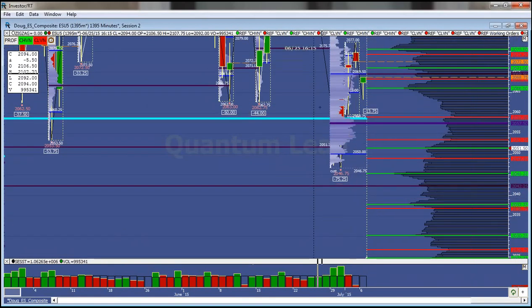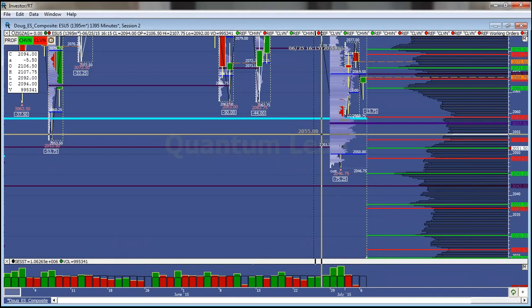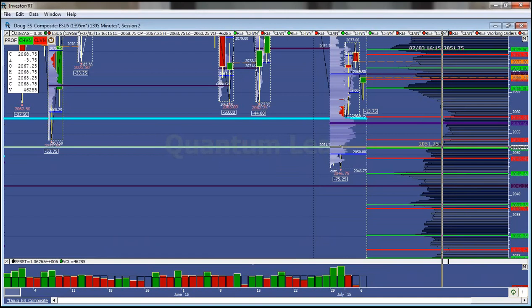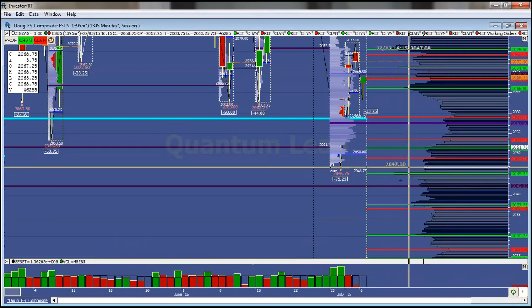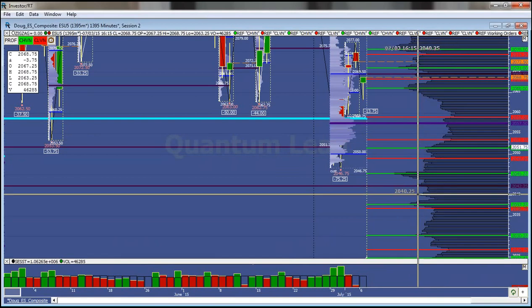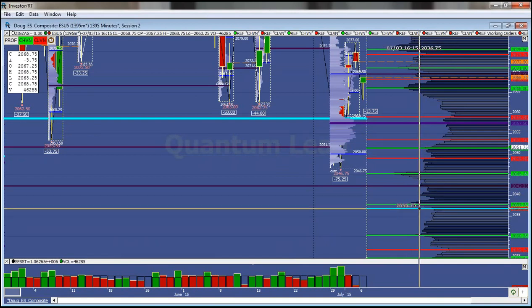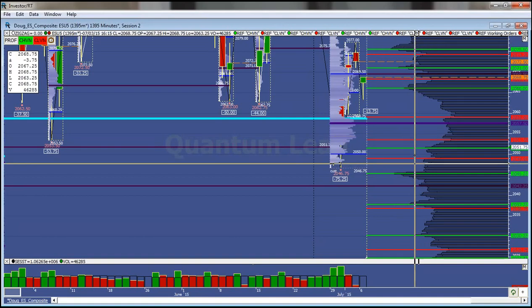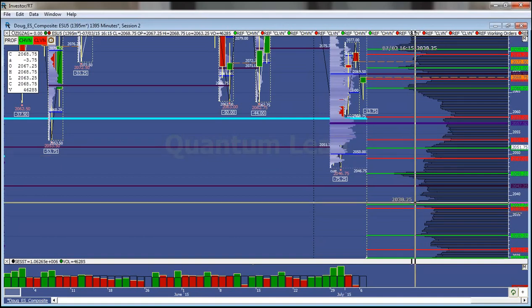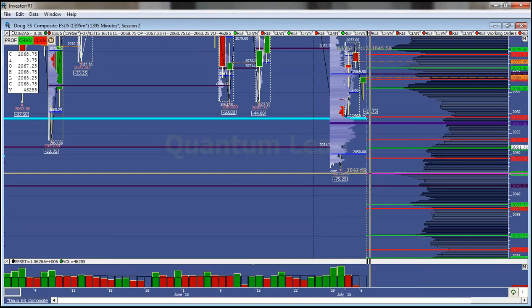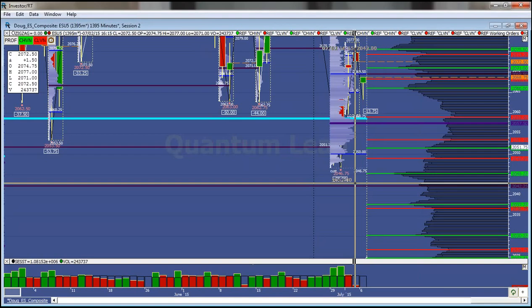Now the 5-day microcomposite VPOC is 57.50, but we still have this distribution zone down here between 59 and 36.75, really 26.35. This whole area has a lot of undetermined fair value, a lot of bluntness right here. The big one below us right now is 45.25 and 42.25.